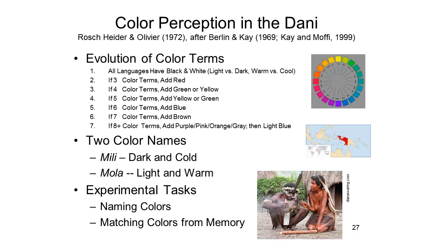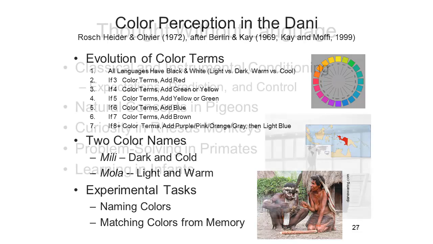Eleanor Roche and David Oliver worked with the Dani, a tribe in New Guinea whose language has only 2 color terms, Mili for dark and cold colors, and Mola for light and warm colors. When asked to name color patches, the Dani obviously performed differently from English-speaking college students. But when asked to match color patches from memory, the Dani performed the same way the college students did, yielding highly similar color spaces. In other words, the Dani perceived and remembered colors the same way that English speakers did.